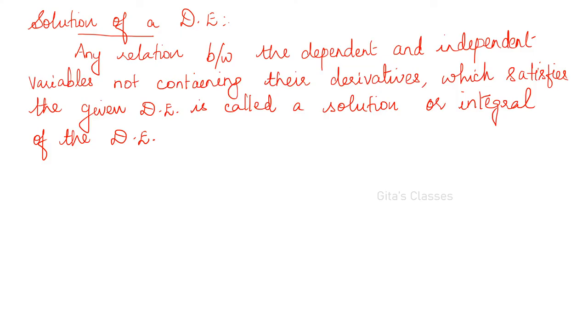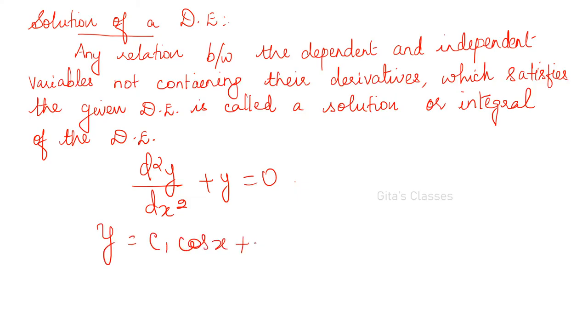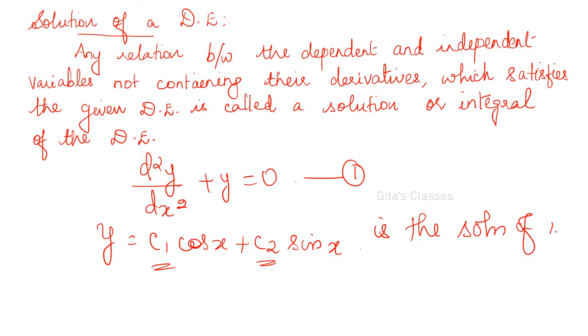Okay. So if you consider any one differential equation, d squared y by dx squared plus y is equal to 0, then you will have y is equal to c1 into cos x plus c2 into sin x. For any value of c1 and c2, this will be the solution of 1. 1 is the differential equation and the solution is a relationship between y and x. It does not contain any dy by dx or d squared y by dx squared and so on. No differential coefficients are there. But if you substitute here, definitely it will satisfy.